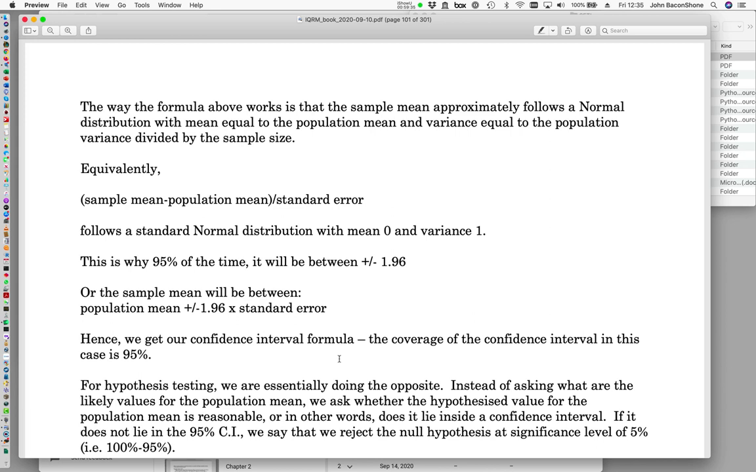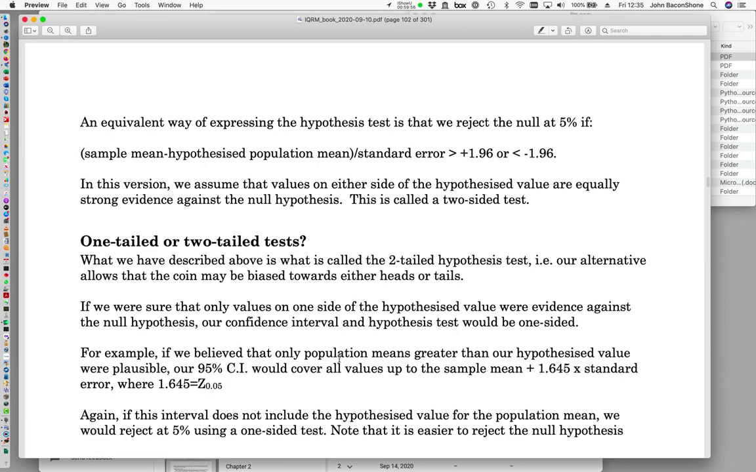If it does not lie inside the interval, we would reject the null hypothesis at a significance level of 100 minus the coverage of the confidence interval. So if it's a 95% confidence interval and we get a value outside, then we reject it at a significance level of 5%. So an equivalent way of expressing the hypothesis test is that we reject the null at 5% if the sample mean minus the hypothesized population mean, divided by the standard error, is outside the range of plus or minus 1.96. Now, this is, of course, using the two-sided hypothesis test relating to the two-sided confidence interval.